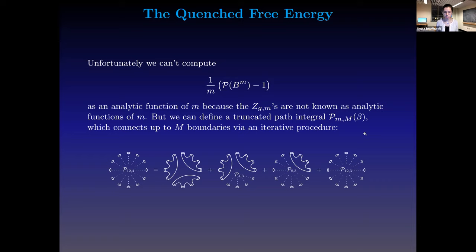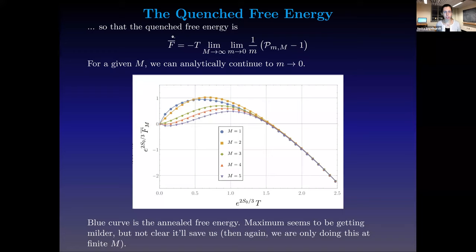By this definition, the quenched free energy is the limit, capital M goes to infinity, little m goes to zero, of one over m, P_{m,M} minus one. Now, we can't take the M goes to infinity limit, again, for the same reason that we couldn't take the little m goes to zero limit, because we don't have an analytic form for the Z_{G_m}. But for a given capital M, we can actually analytically continue to little m goes to zero. Here are the different curves of the free energy for different values of capital M. We went up to M equals 5. You can keep on going, but it's a little bit computationally expensive. It takes a long time for this code to run.